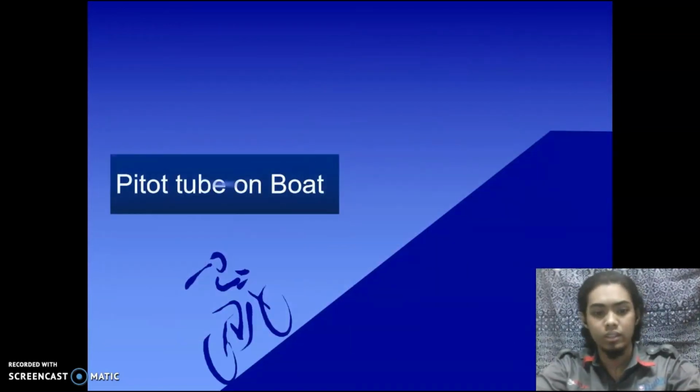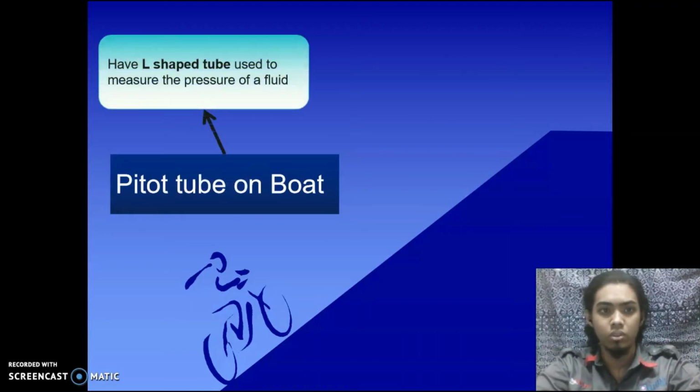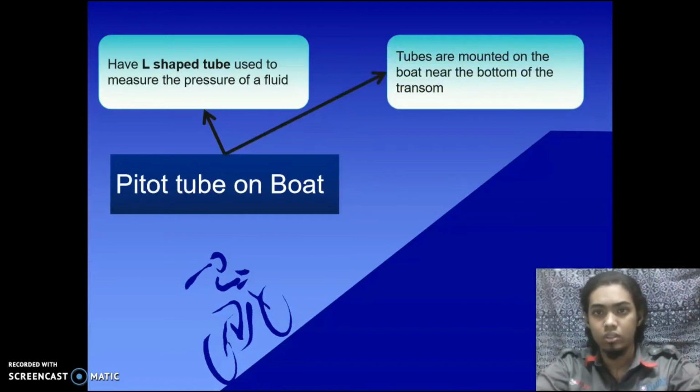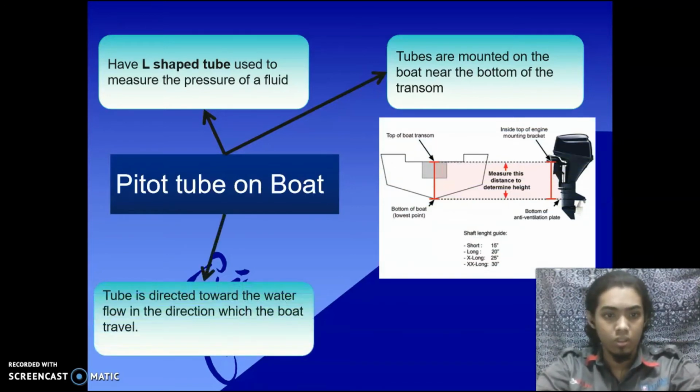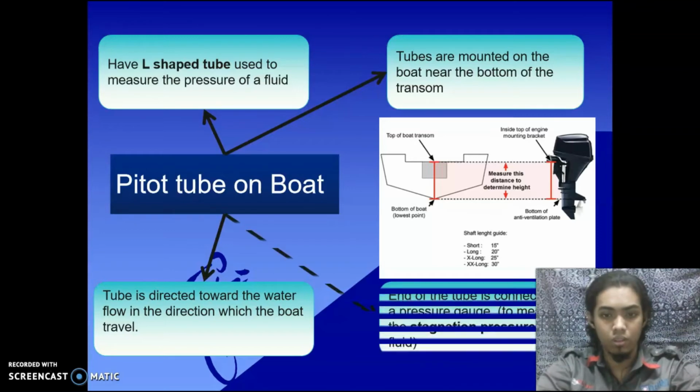The next is the third type of the pitot tube, which is the pitot tube on the boat. Number 1 is it has an L-shaped tube. Number 2 is the tube is mounted on the boat near the bottom of the transom. Transom is the back of the boat, the rear space on the boat. The tube is directed toward the water flow, in the direction in which the flow travels.